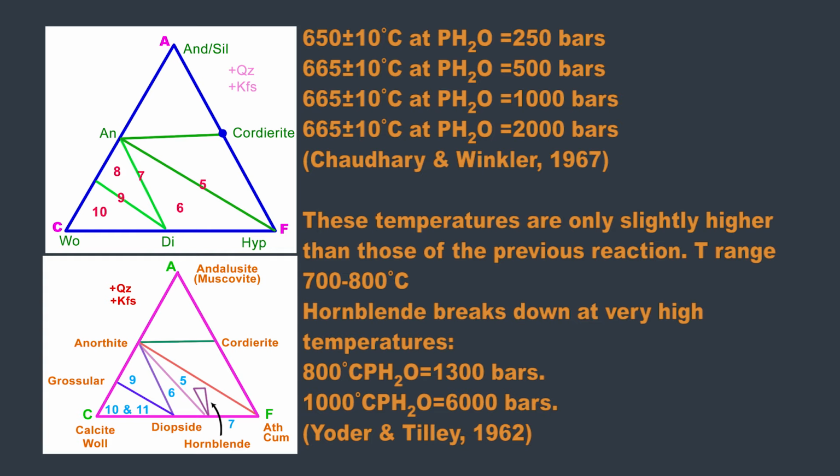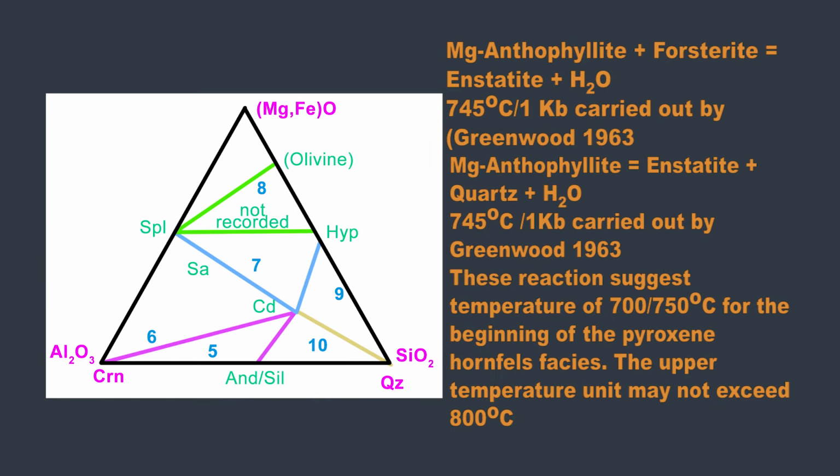Hornblende breaks down at very high temperature: 800 degrees centigrade at P water equal to 1300 bars, 1000 degrees centigrade at P water equal to 6000 bars, Yoder and Tilley 1962. Mg anthophyllite plus forsterite gives rise to enstatite plus water, at 745 degrees centigrade, 1 kilobar, carried out by Greenwood 1963. Mg anthophyllite gives rise to enstatite plus quartz plus water, at 745 degrees centigrade, 1 kilobar, carried out by Greenwood 1963.